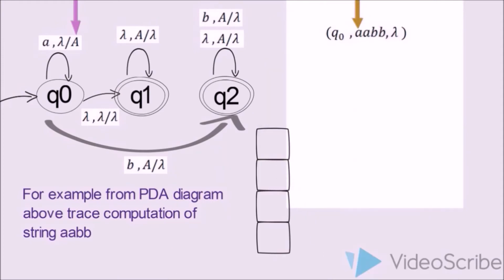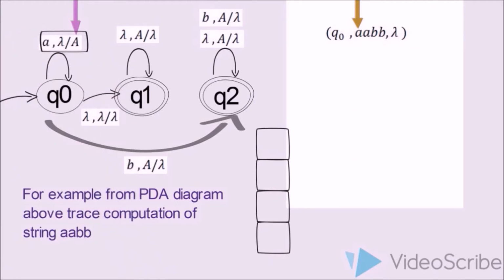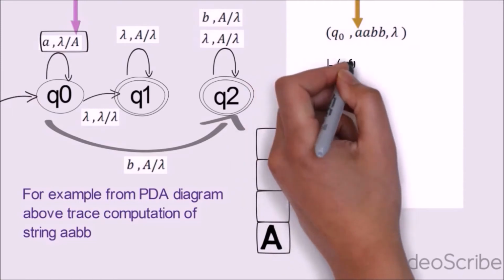The first input is A, so we will use this equation. As we can see in this equation, when our input is A, we will pop lambda. Lambda indicates that whatever elements are in it or if it is empty, we can push or add capital A into our stack. Let's move to the second input.